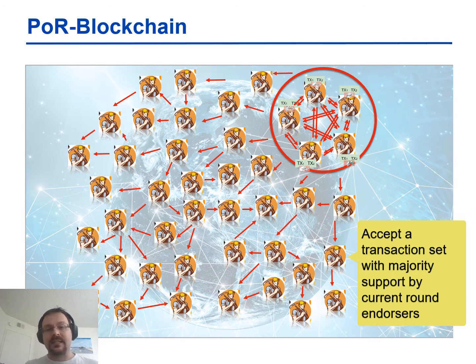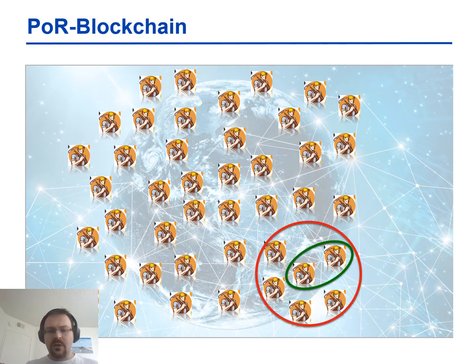And whoever sees such a set which has a majority support from the actual block round endorsers committee accepts this as the next block. And then we can go in the next block round, select another endorsers committee, another proposers committee, and so on and so forth.